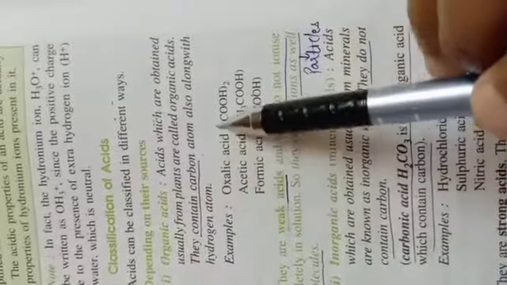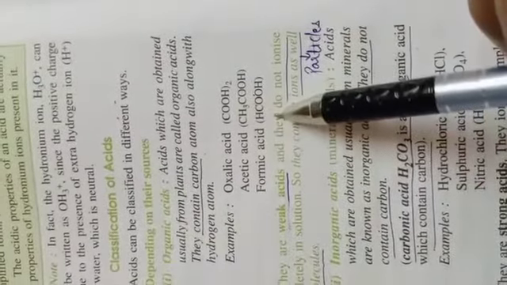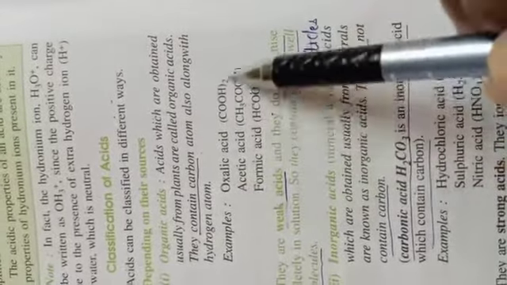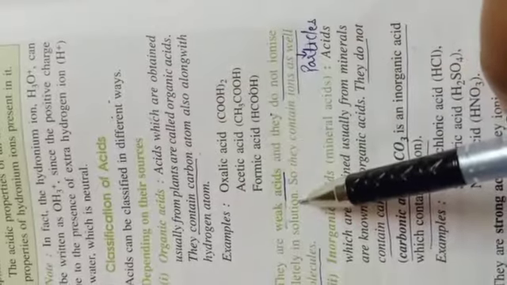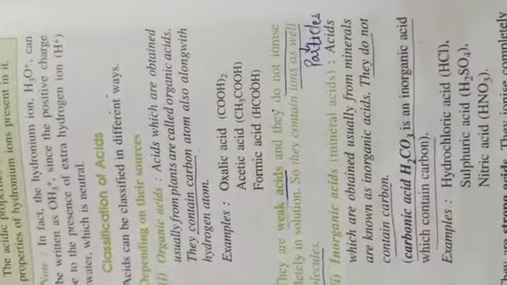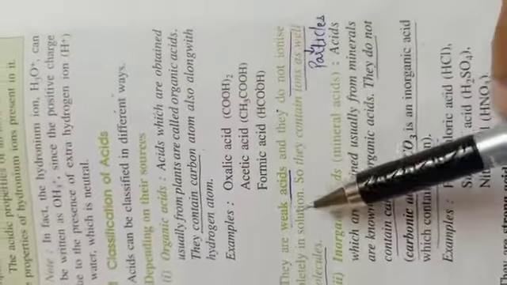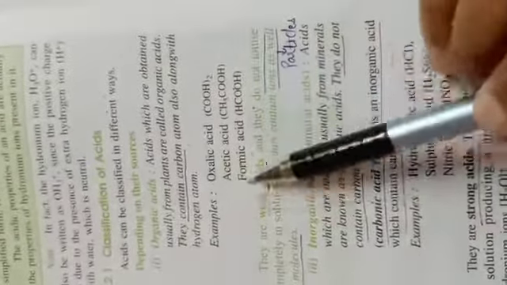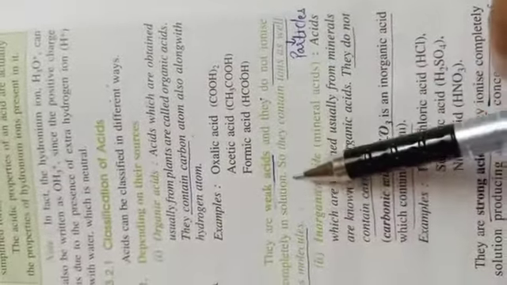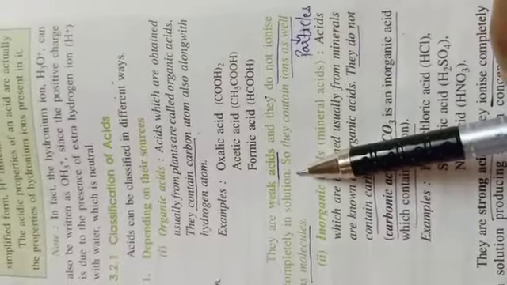So all the organic acids contain carbon, and these organic acids are weak acids, as we use vinegar in cooking because that is a weak acid. Why are these weak acids? Because they do not ionize completely in the solution.